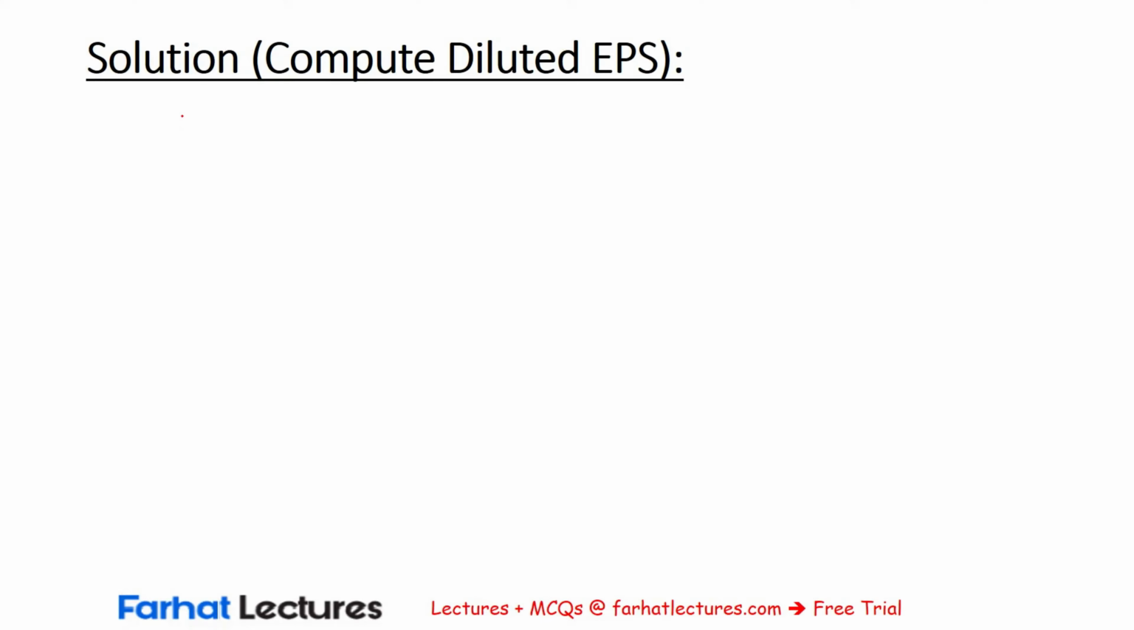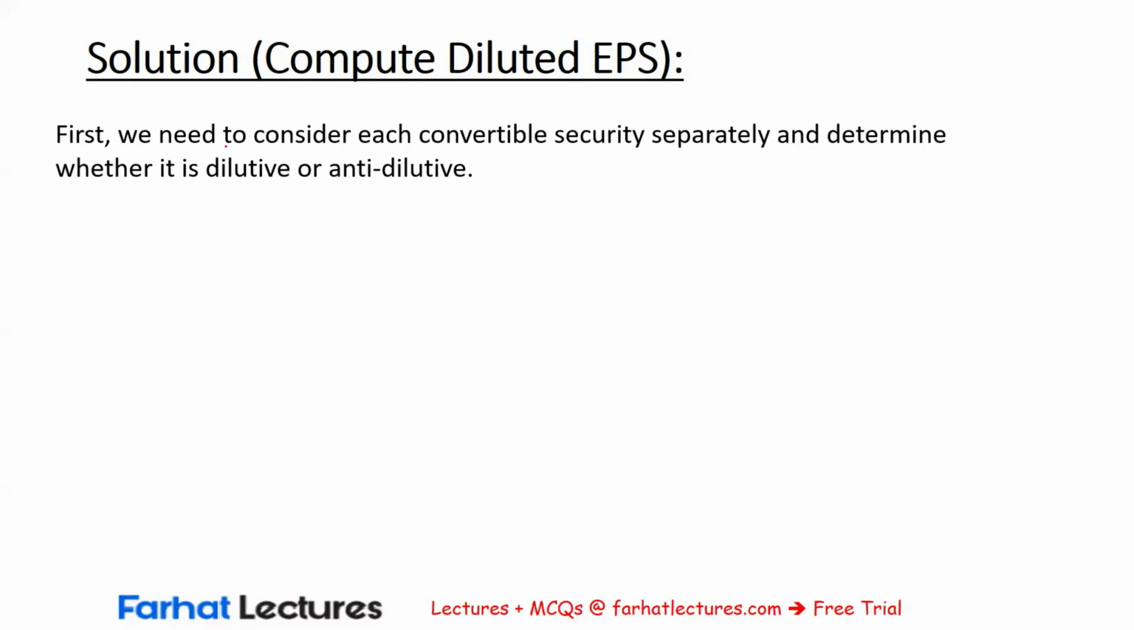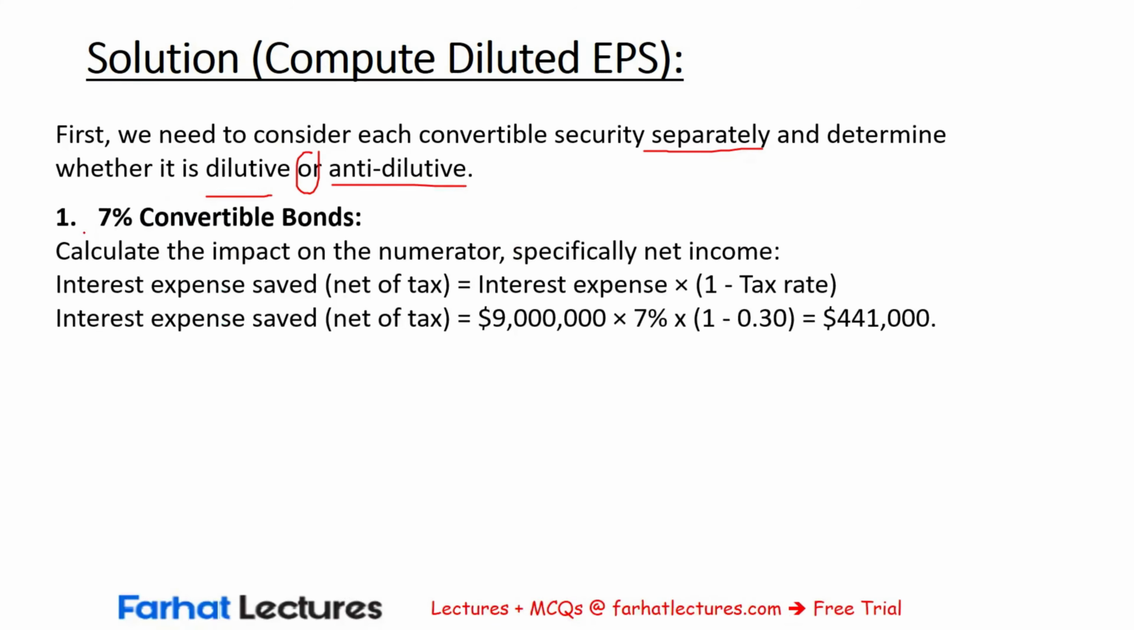Next, we're going to start computing the diluted EPS by first considering each convertible security separately and determining whether it is dilutive or anti-dilutive. We start with the first security, the 7% convertible bonds. We calculate the impact on the numerator, specifically net income. Why? Because bonds affect net income through the interest expense incurred, and we consider the savings from the potential conversion of these bonds into common stock. We consider this interest expense net of tax because the effect on net income should be net of the effect of tax.